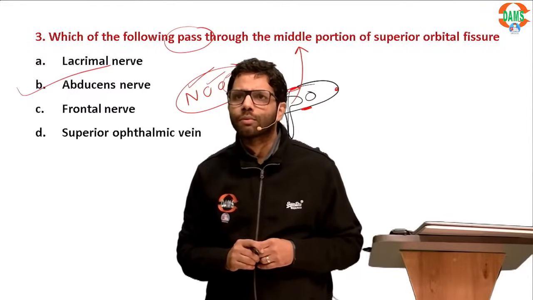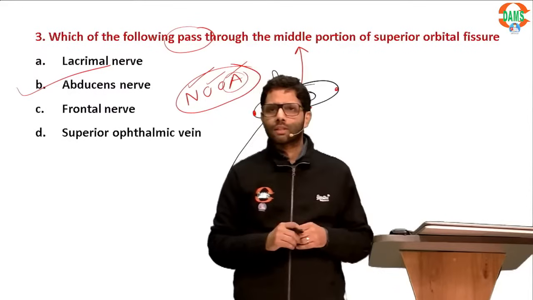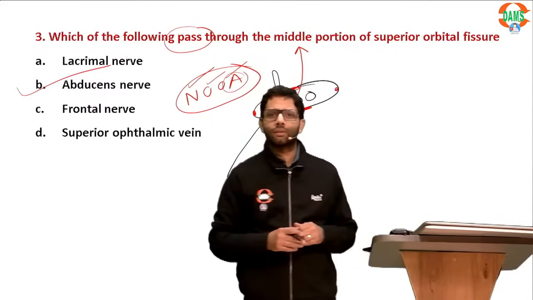Both responsible for retraction. Why? Muller muscle is responsible for lid retraction.